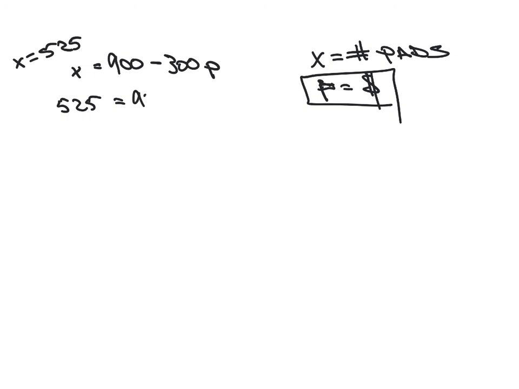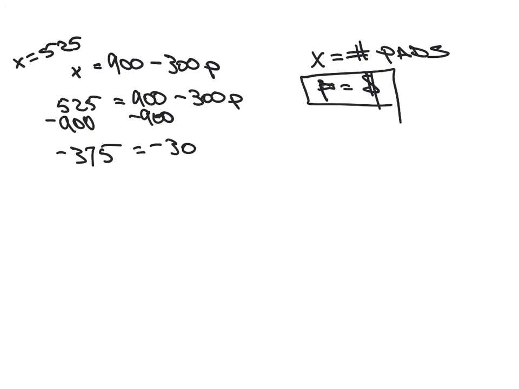And we are left with only 1 variable, and that's what we're looking for, the price. So we're going to subtract 900, and we're going to get negative 375 equals negative 300p. We're going to divide by 300, negative 300, negative 300. Those go away. Two negatives give me a positive.